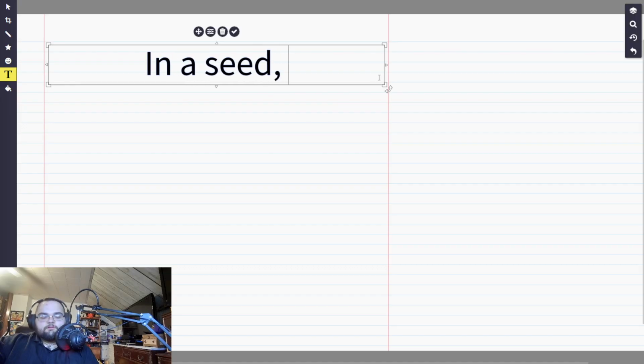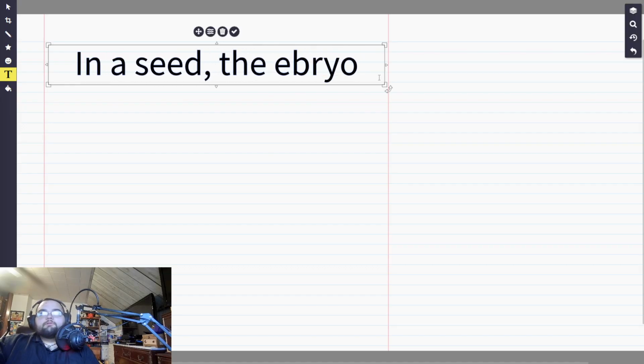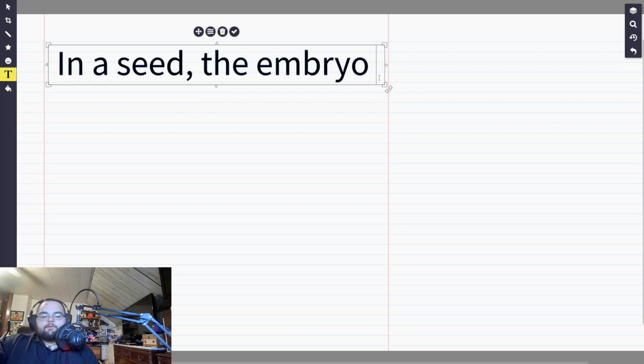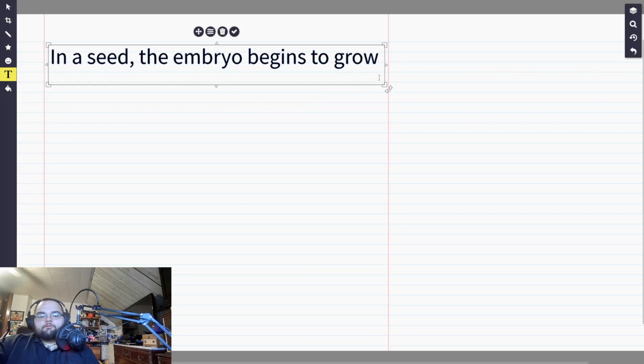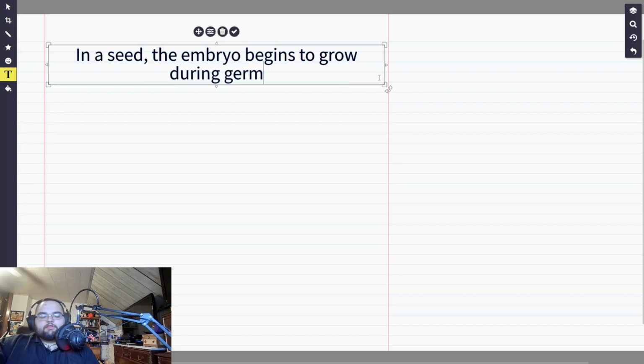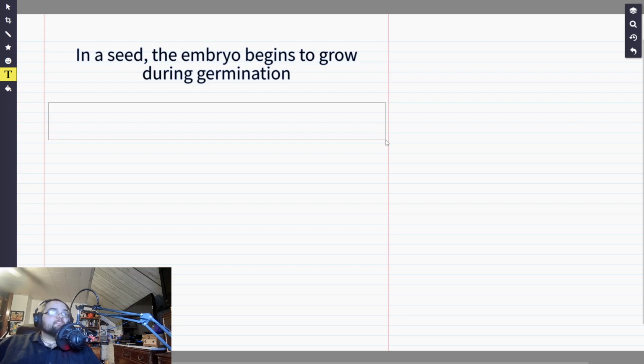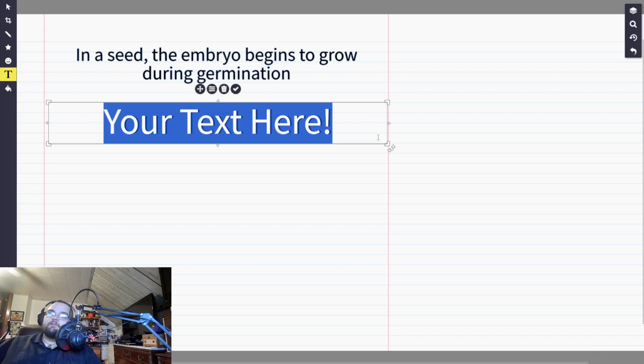In a seed, the embryo, got my M, that'd be the embryo, begins to grow during germination, right? In a seed, the embryo is put on stasis saying, wait, and the ideal conditions come around and says, okay, I'm ready. So when it starts to grow again, that's germination. Think about the seeds that we did in our class with those plants. They didn't grow right away, but they did grow eventually. They started to germinate.